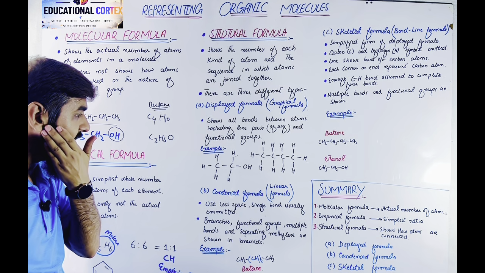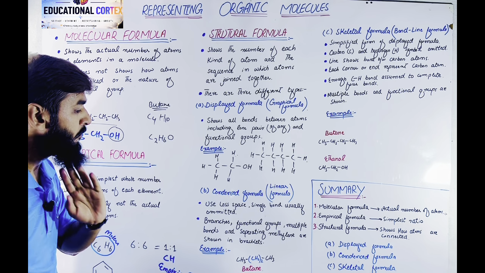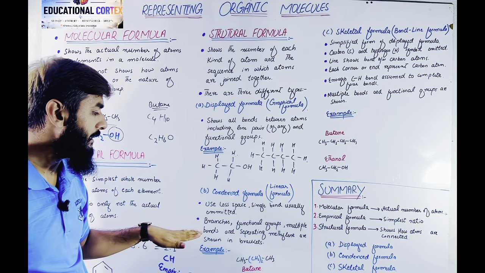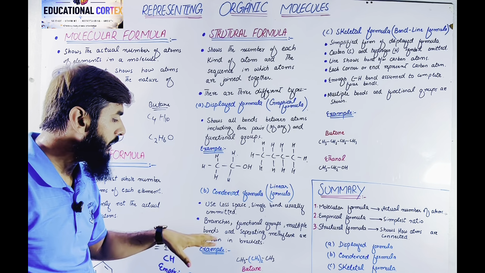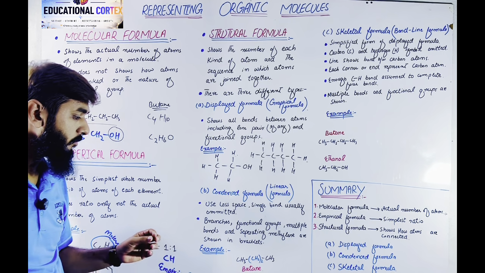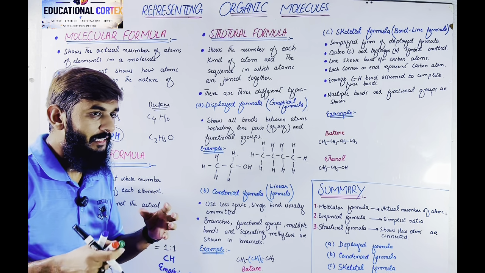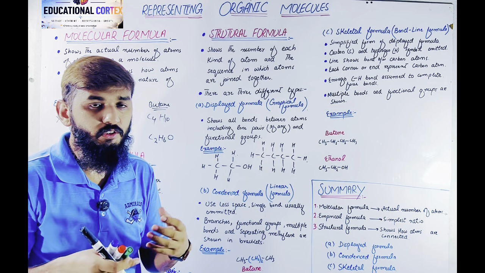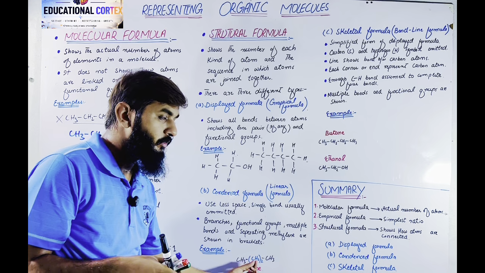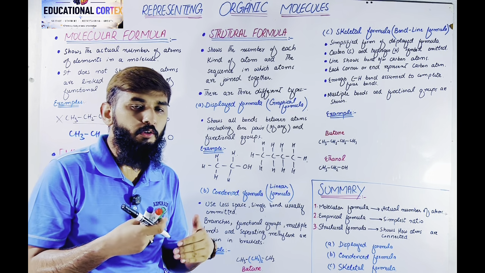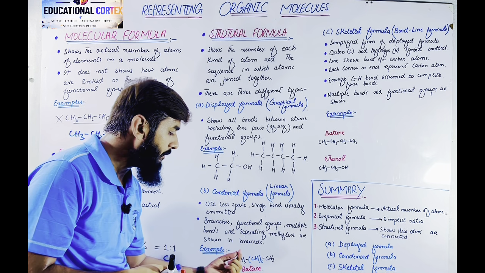The second formula is condensed formula, also known as linear formula. Its specification is that it uses less space, single bonds are usually omitted, and branches, functional groups, multiple bonds, and separating methylenes are shown in brackets. What does it mean? It means that the same type of methyl group, same type of side chain, or same type of groups will be condensed in such a way that the number of molecules, the number of branches will be written in the subscript.